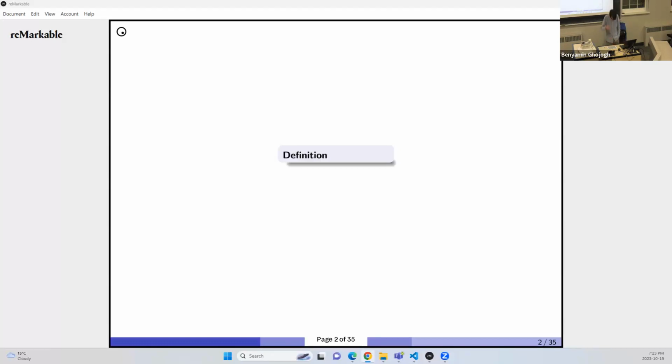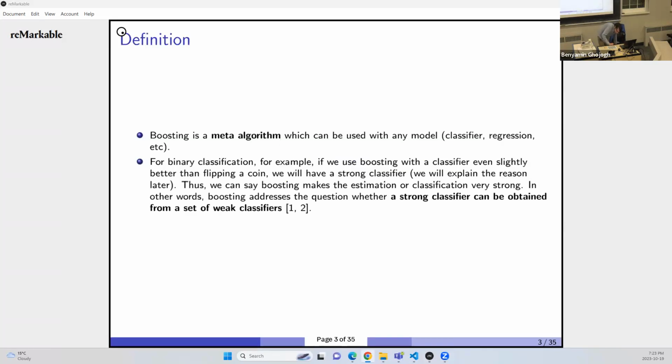So, definition. Boosting is a meta algorithm. What do I mean by meta algorithm? It can be used with other algorithms, right? Which can be used with any model, any classifier, regression, etc. For binary classification, for example, if we use boosting with a classifier even slightly better than a flip of a coin, we will have a strong classifier. So assume I'm using boosting with a binary classifier.